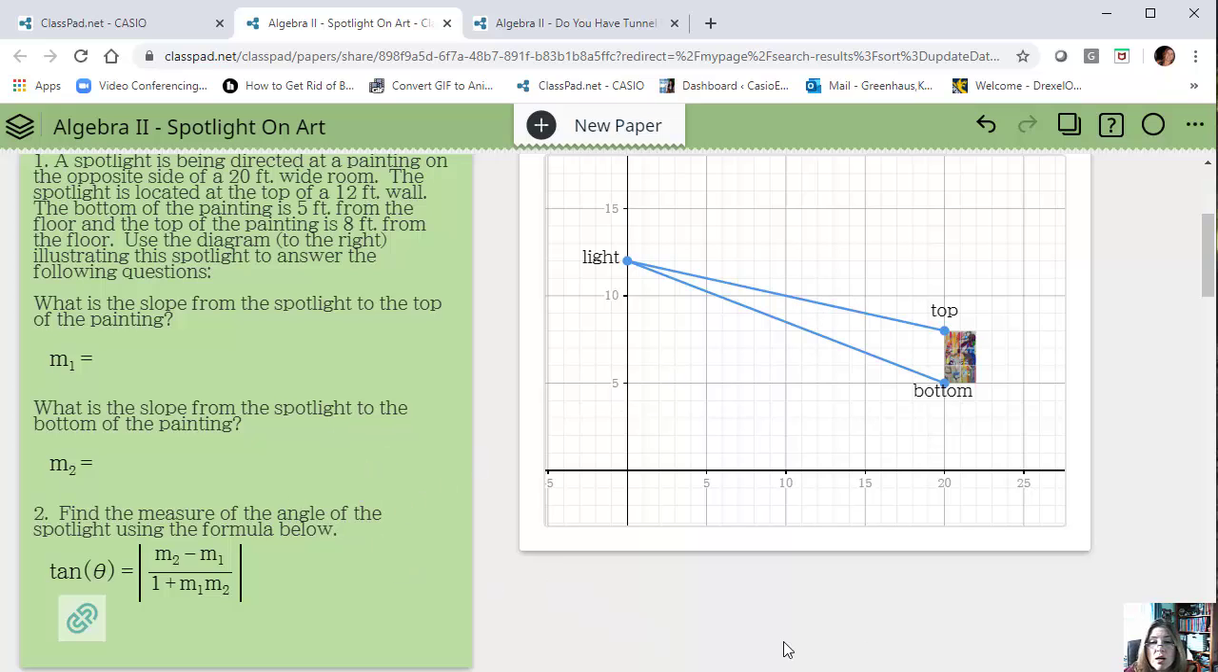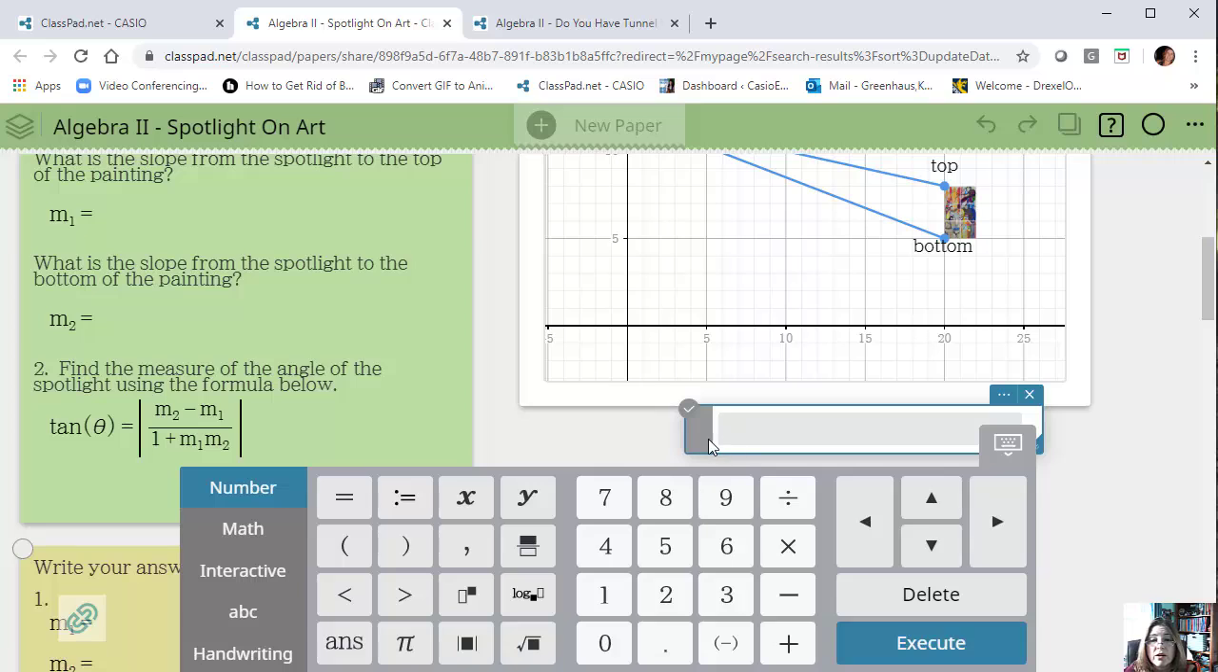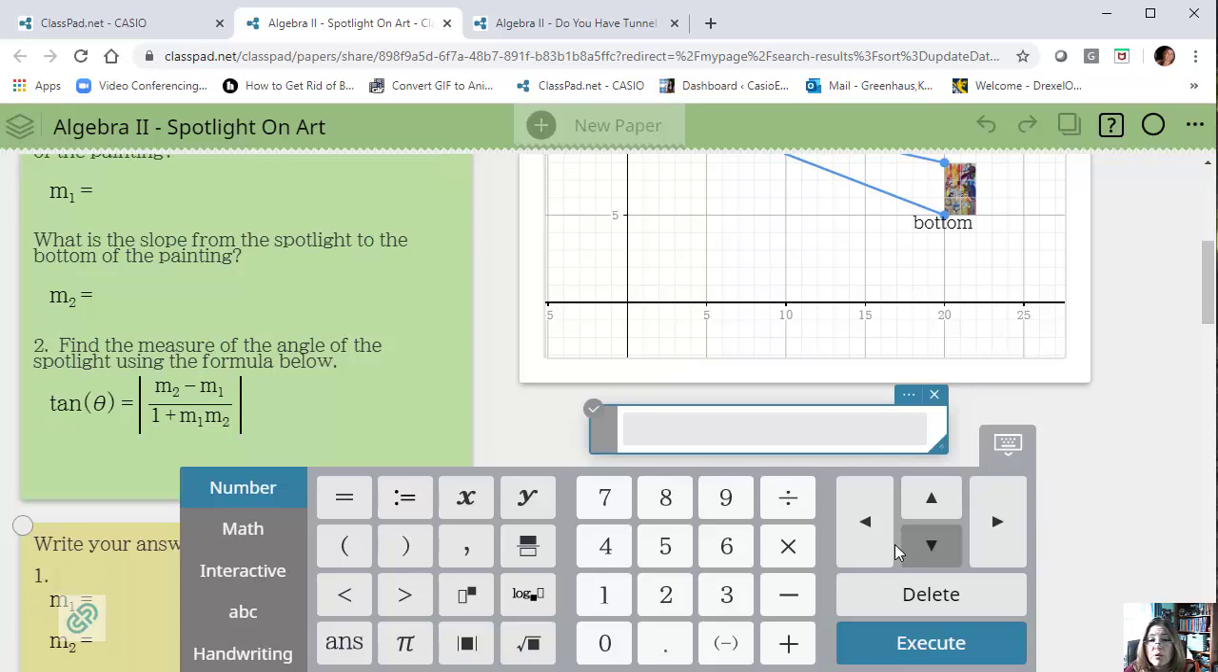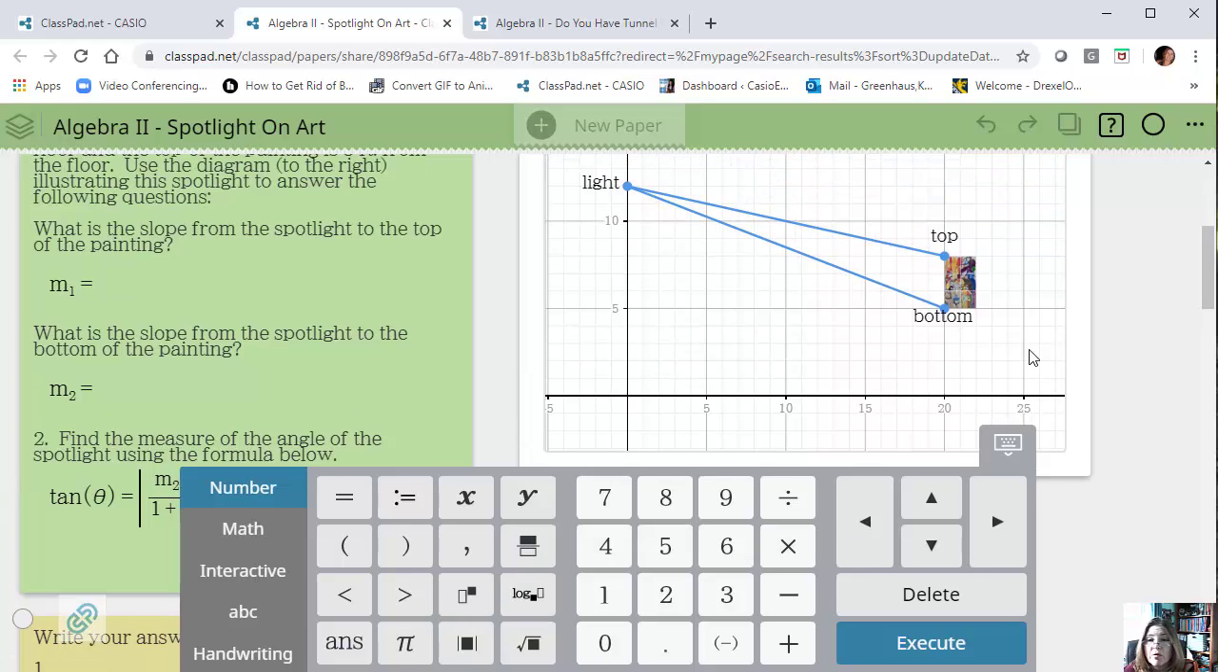Then you can pull out a calculator tool and use your coordinates to help you. Here's where the template's really nice. I know that I'm going to be working with slopes. If I want to find the slope of the top, I need the coordinates of the light, which is always at the same position. It's 12 feet off the floor, so it's at 0 and 12. And then the top, and this is where the coordinate grid really comes in handy, is at 20 and 8.